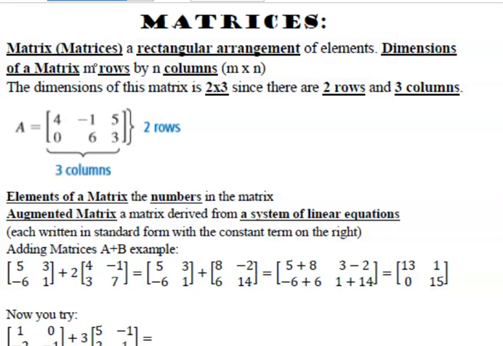Dimensions of a matrix is m rows by n columns. The rows is how many equations there are. And the columns is how many terms there are. So this would be like x, y, and then the constant.